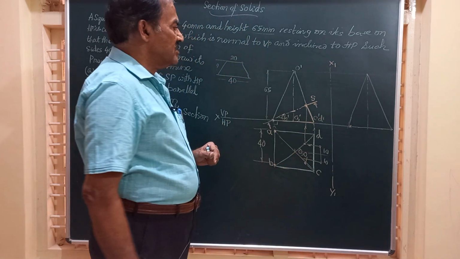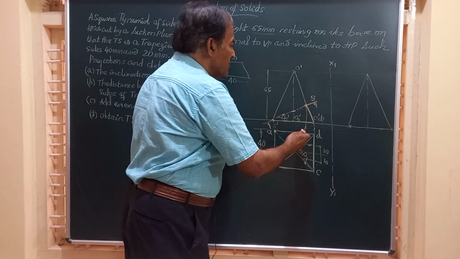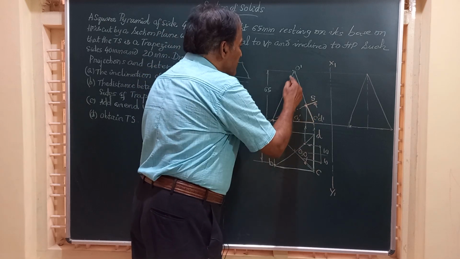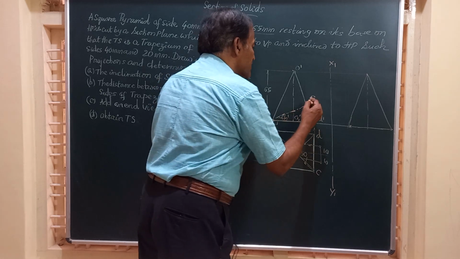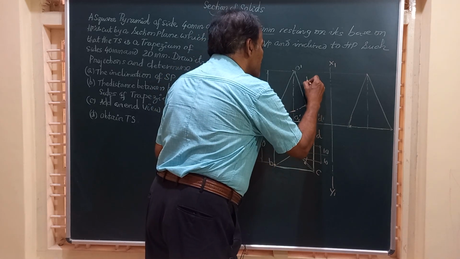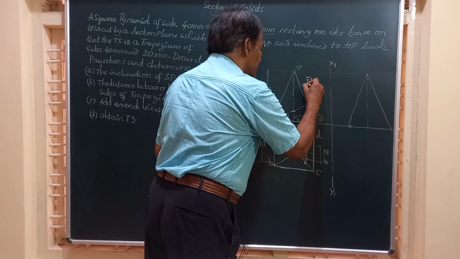And friends, this view below the section plane, you have to show these lines by thin lines, but this has to be darkened, friends. So this will give you the front view of the solid.